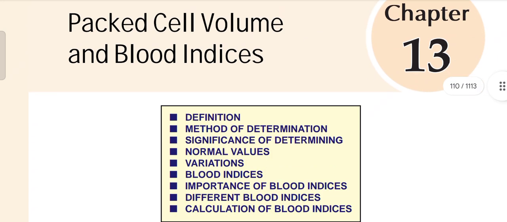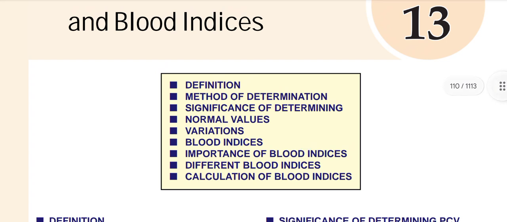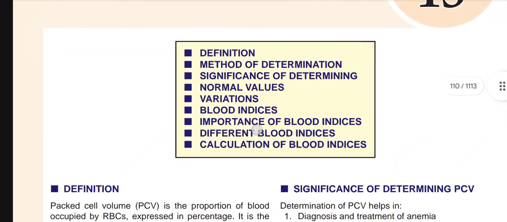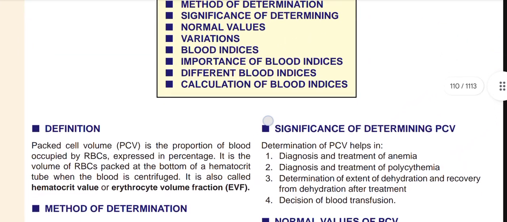So today we will discuss the definition, method of determination, significance of determining, normal values, variation, blood indices, then importance of blood indices, then different blood indices, and then the calculation of blood indices. So let us start. First of all, what is packed cell volume?